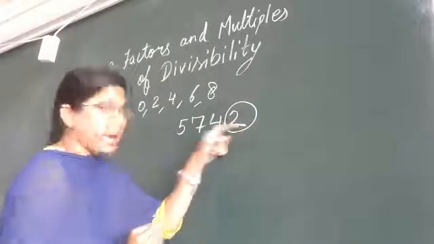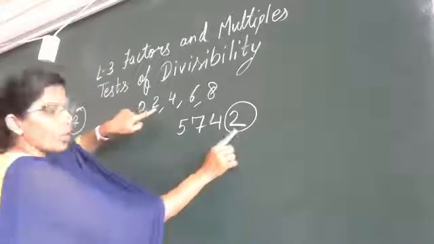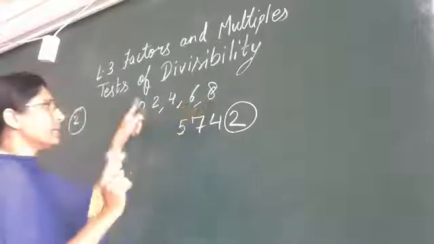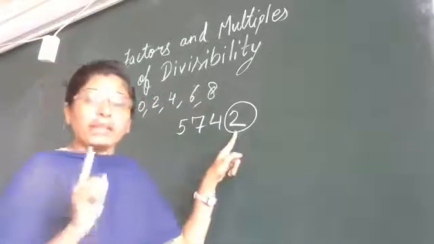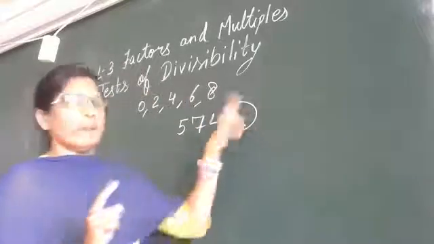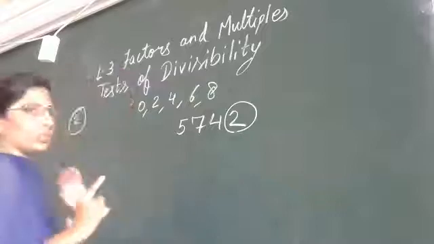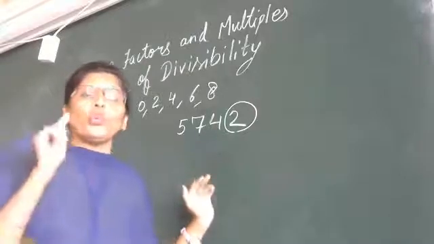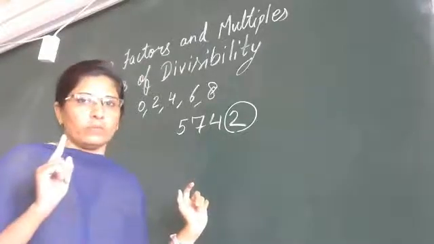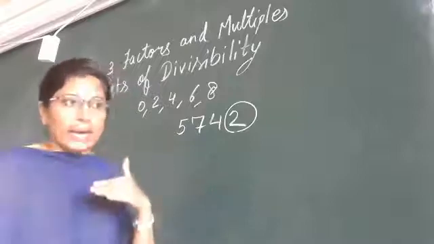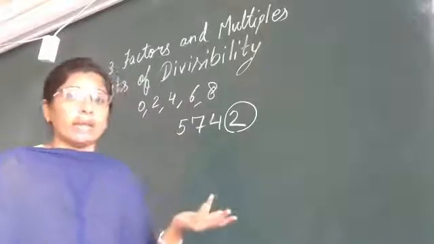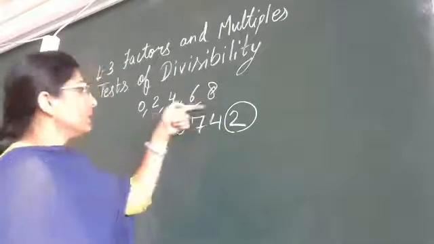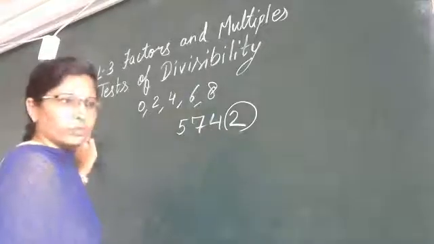That means if in the ones place either 0 or 2 or 4 or 6 or 8, any one digit is there, that means this full number will be divisible by 2. Divisible by 2 means when you divide this number by 2, you will get the remainder as 0. So instead of dividing, we can tell directly that this number is divisible by 2.